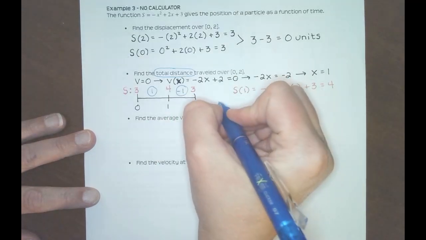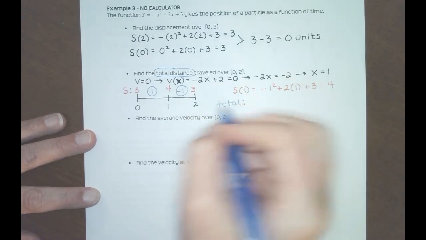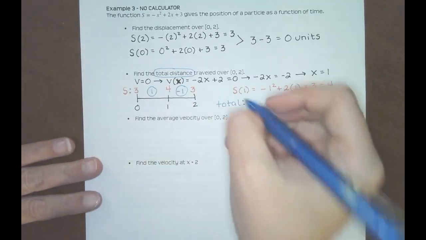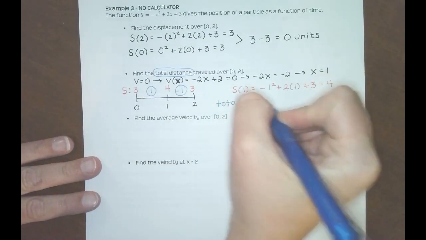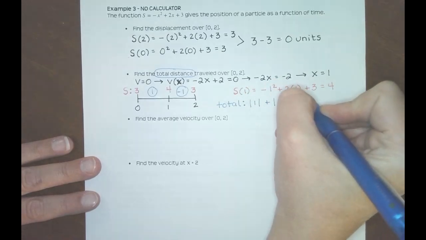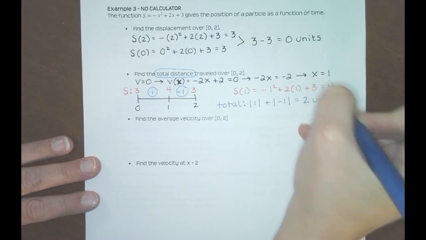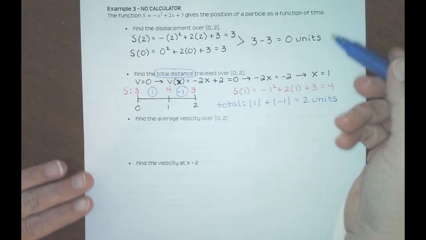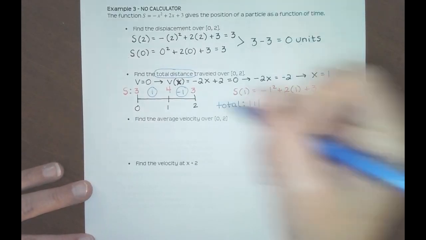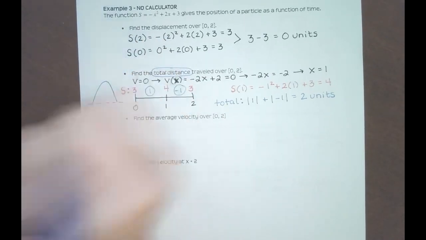So the way I find my total distance is I take those little mini displacements and I add them together, but I ignore any negatives. I use absolute value. So really what I'm doing is this. Absolute value of 1 plus absolute value of negative 1. And that would be 1 plus 1, which is 2 units. So displacement shows that I didn't move at all. But total distance, I actually moved 2 units. I just moved up 1 and down 1 and landed back in the same spot.